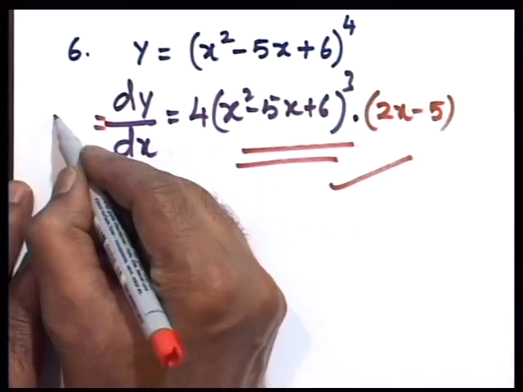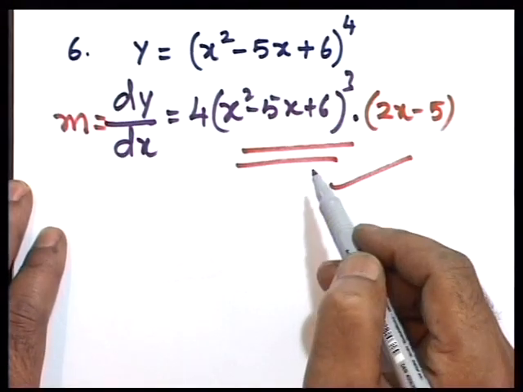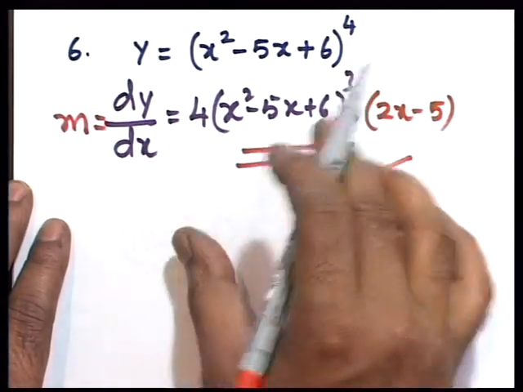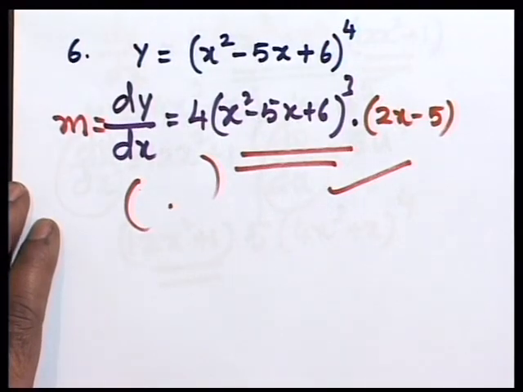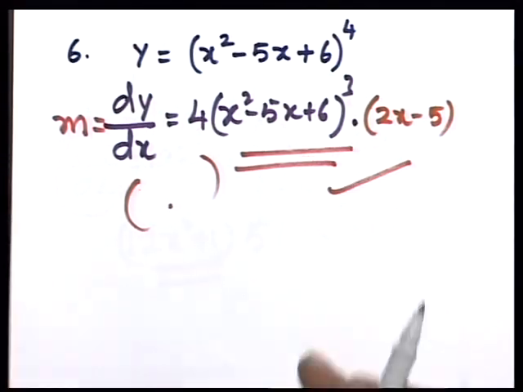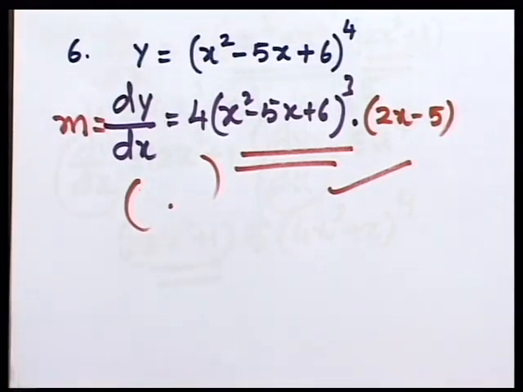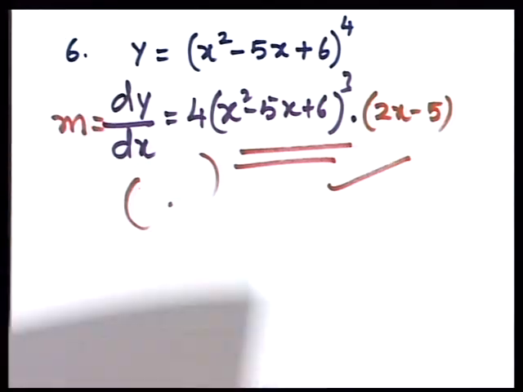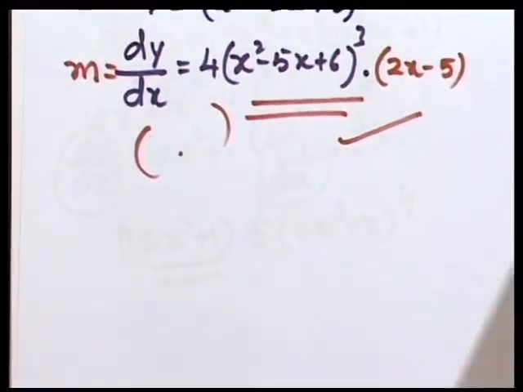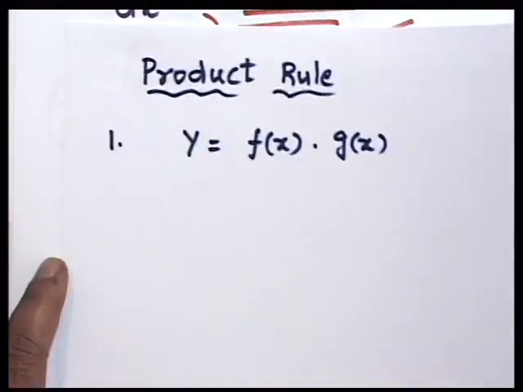Mind you, this is the gradient of that curve. If they ask you to find the equation of the tangent or normal, they will give you a point, and you know how to do that. So I'm just concentrating on the chain rule, product rule, and quotient rule for the time being. Later on, we will do the equations of normals and tangents. So we finished the chain rule. We did 6 sums, right? Now let's understand the meaning of product rule.